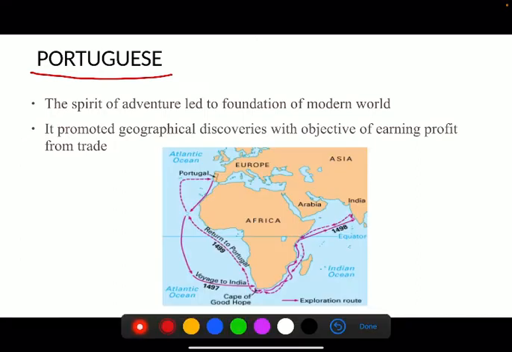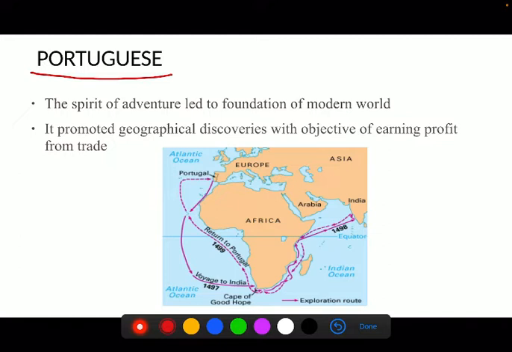See, this is the map. First of all we should know why the adventurers or merchants of these countries were coming to India or the East Indies. They were coming mainly for trade. Now you can ask, did trade start from 1500 itself? No, this is not true.